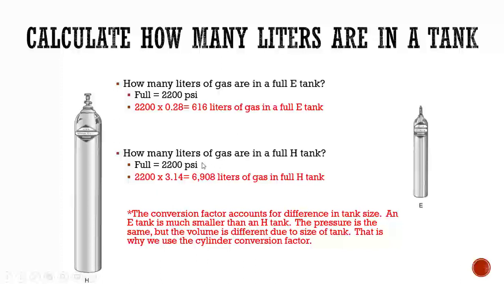Comparably, if you look at how many liters of gas are in a full H tank, again, full, so you know it's 2200 psi. You take the 2200 times the 3.14, which is the conversion factor for an H tank. You get 6,908 liters of gas in a full H tank. And you can see the size difference here in the sense that that E tank only has 616 versus an H tank has 6,908. So much, much bigger. The conversion factor is what's going to give you that difference in tank size, okay?